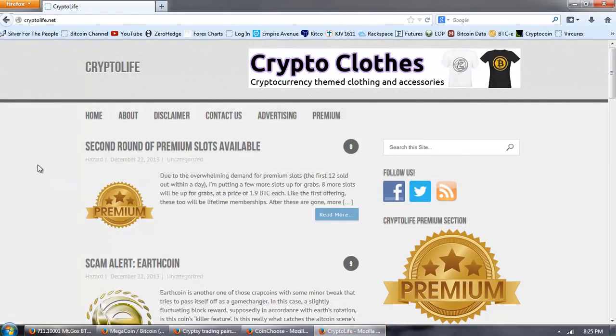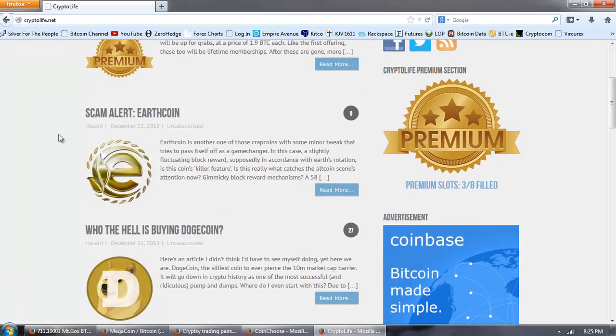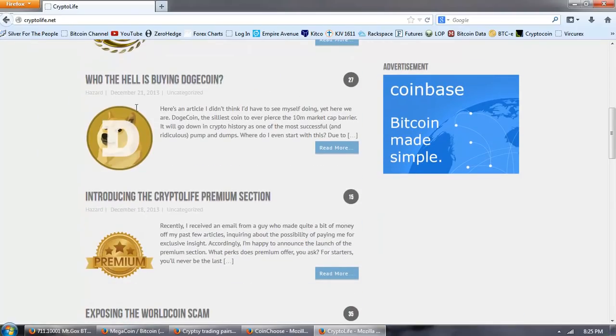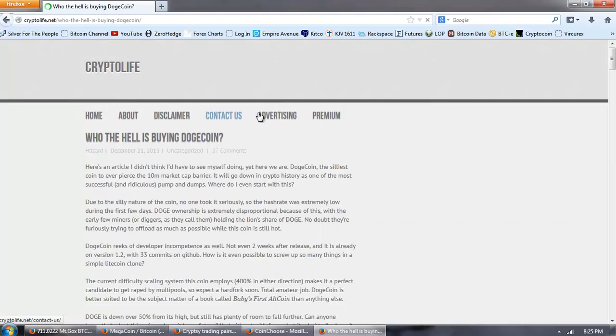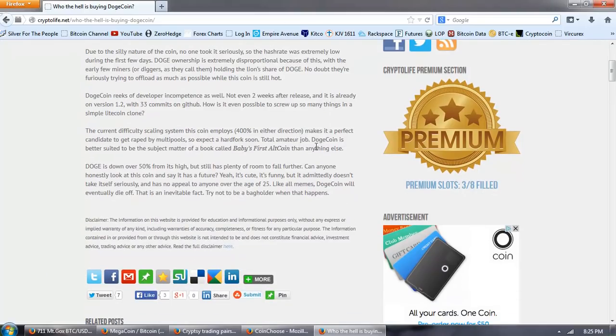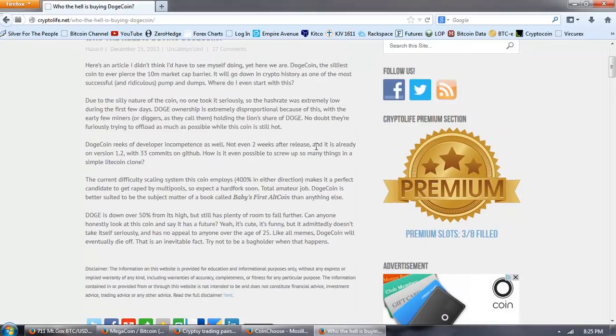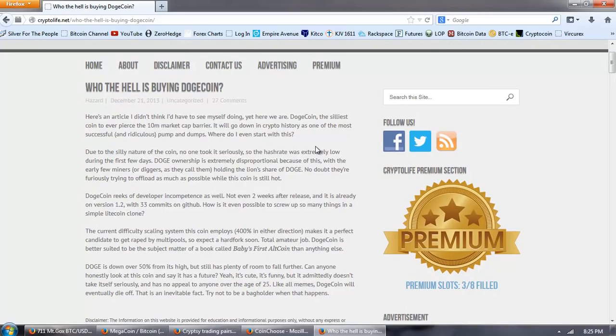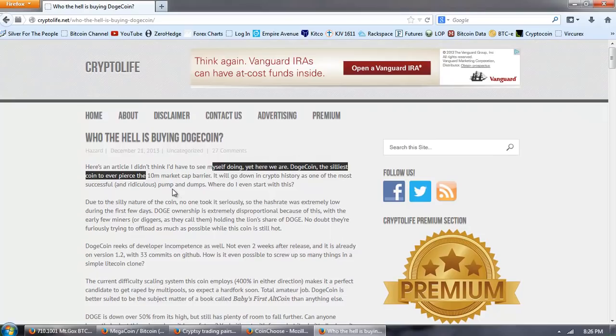Now, I wanted to show you this blog. I think it's a very valuable blog because this guy is watching the coins as they come out, and he does these scam coin alerts. An article we posted on the blog, Who the Hell's Buying Doggy Coin? And he's looking at the premium versus the number of coins that are out there. So when you're looking at fundamentals, you always have to look at how many coins are out there. Now, that's not absolutely conclusive because we've seen with Doggy Coin, he says here, the silliest coin to ever pierce the 10 million market cap barrier. And I believe that Doggy Coin is 100 billion coins. When we look on the volume, I think it traded as many as 100 million today.